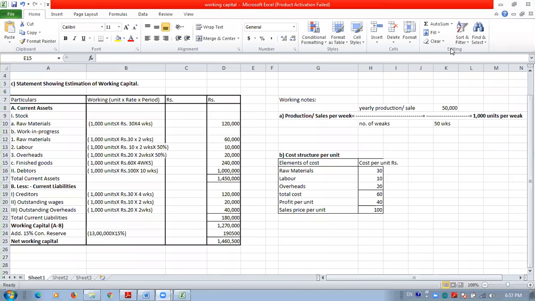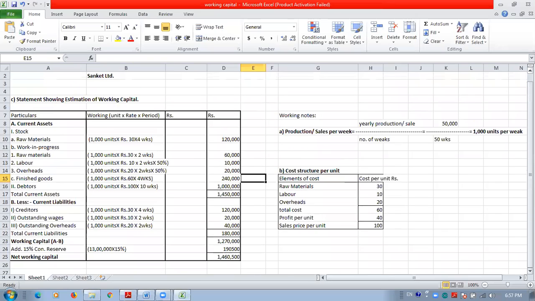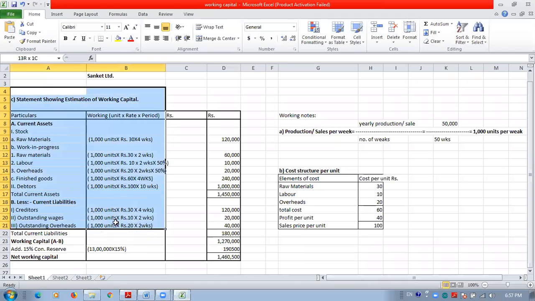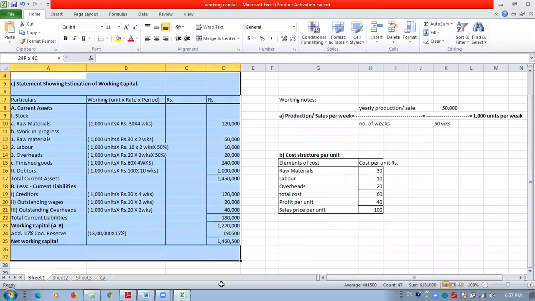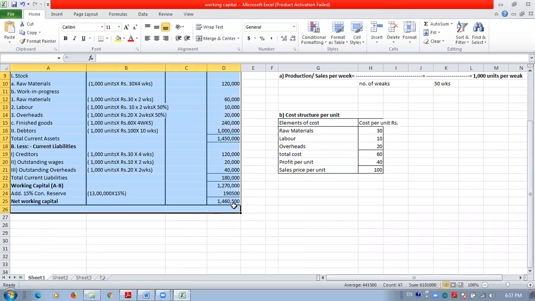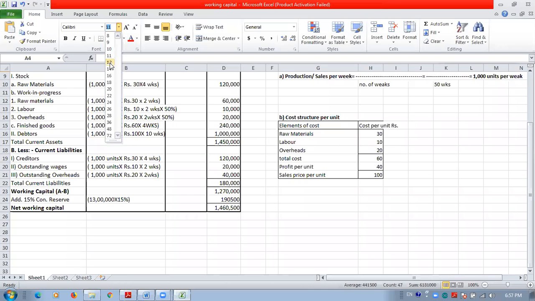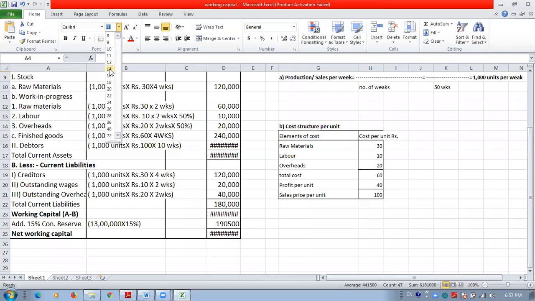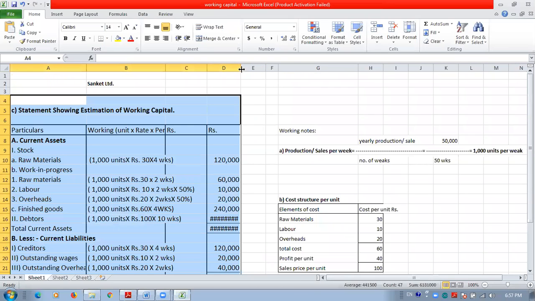So here we are dealing with the limited working capital requirement. We have to find out the working capital requirement. First, when we go for calculation of working capital, how we calculate mostly: it is current assets minus current liability. So in this way we can calculate the working capital, right?